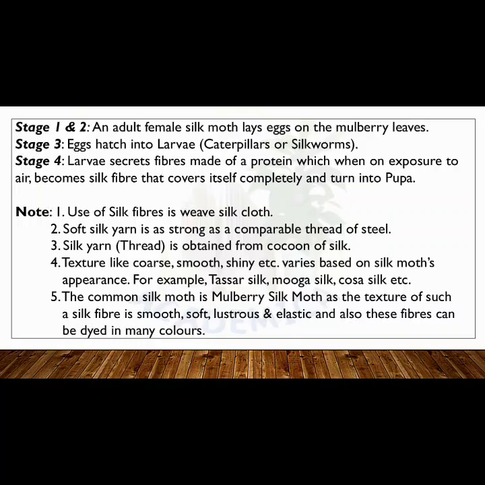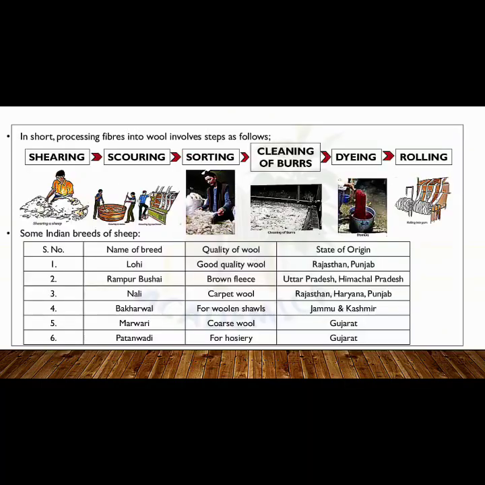Here are the 4 steps to know the life cycle of a cocoon, and there are notes given from 1 to 5. It is also very helpful for your knowledge. Use of silk fibers is to weave silk cloth, and soft silk yarn is as strong as a comparable thread of steel. Sorry, silk yarn is also obtained from the cocoon of silk. Their texture is shiny, smooth, coarse, etc.